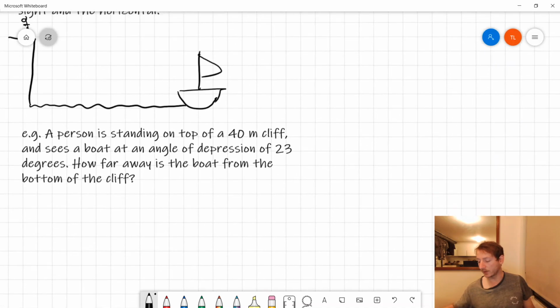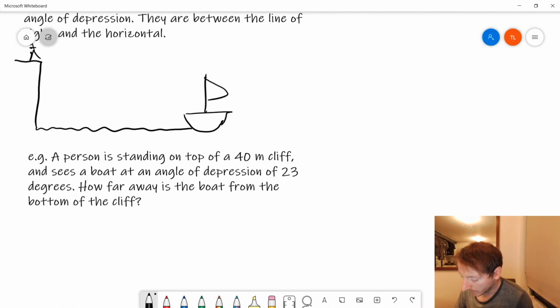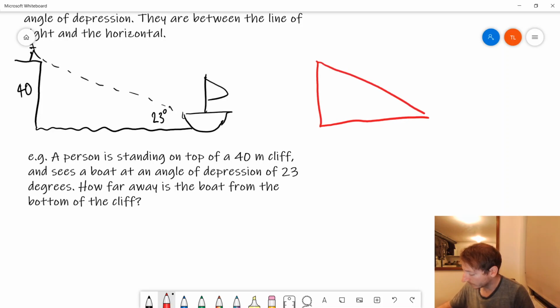Alright, so I'll keep it here, we should have room. I draw in my line of sight. It says angle of depression of 23 degrees. Now I've said always use angle of elevation, so I'm going to put the 23 degrees here, and I know the cliff is 40 meters high, so I'm going to redraw this without all the frills, just a right angled triangle, 23, 40, and now it's pretty simple. Oh, and one other thing, we're trying to find this one, so we'll call that the unknown x.